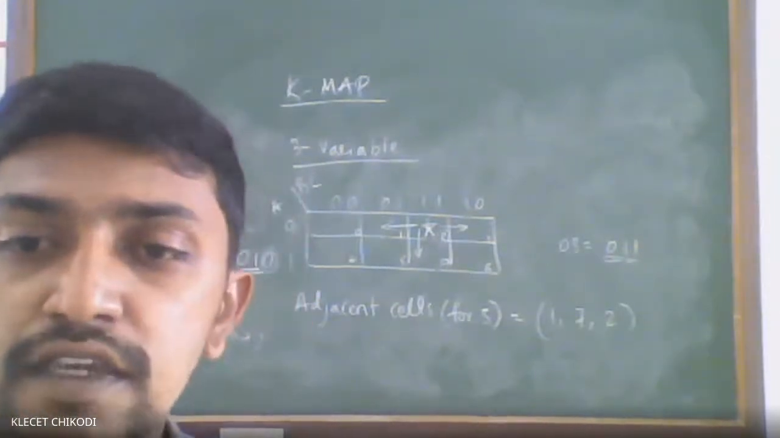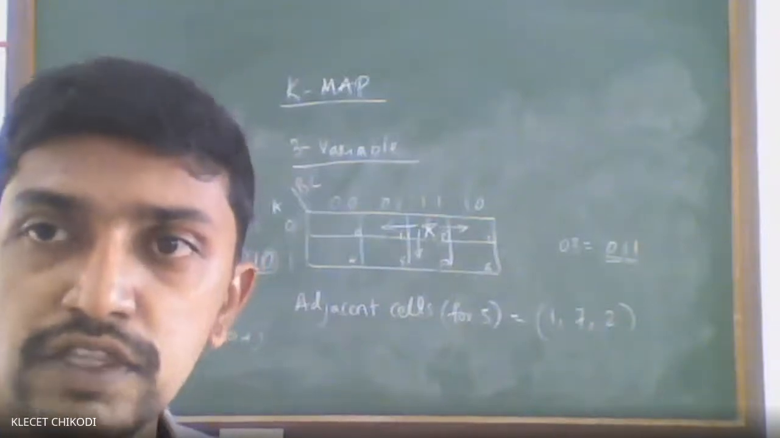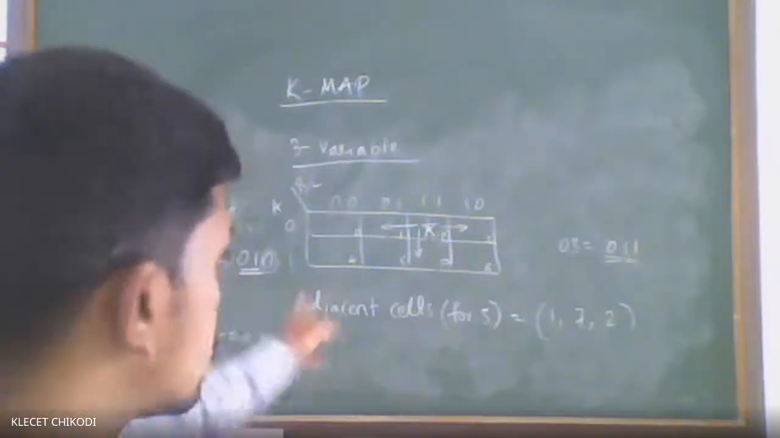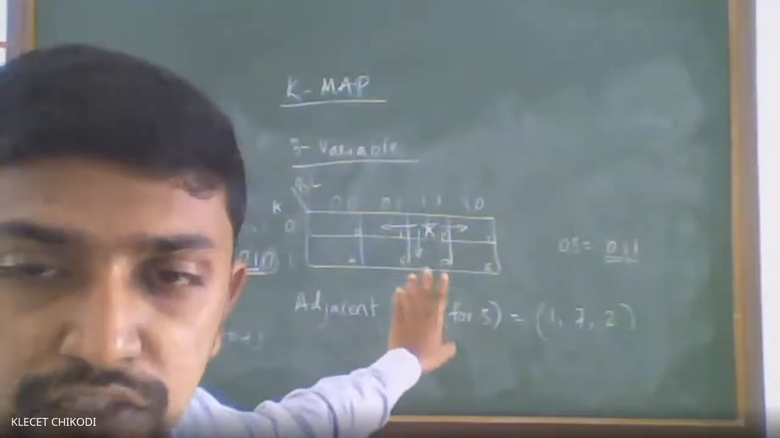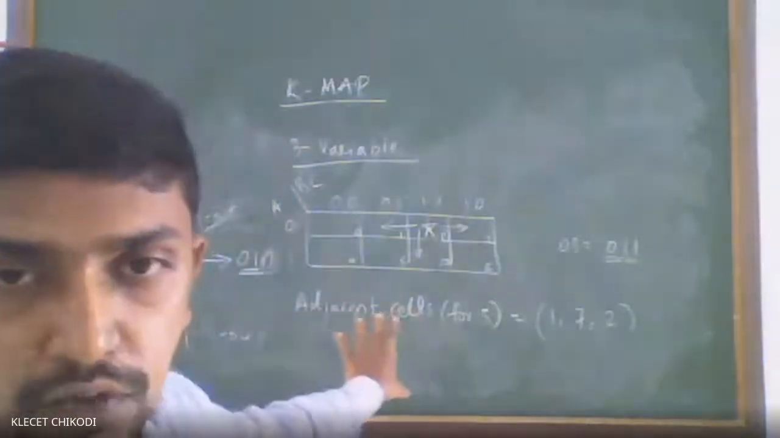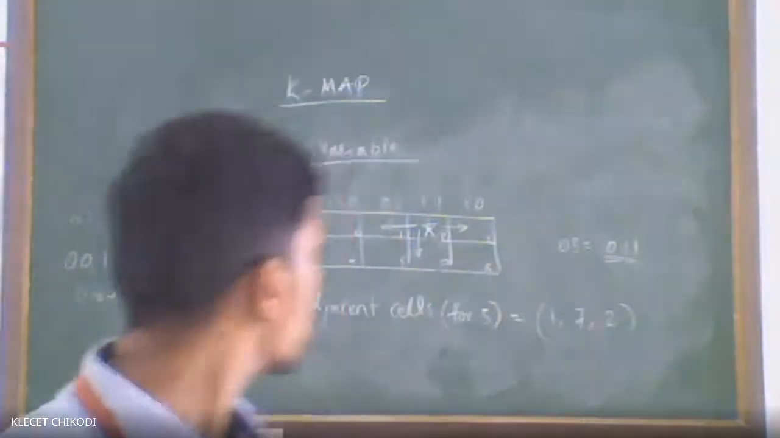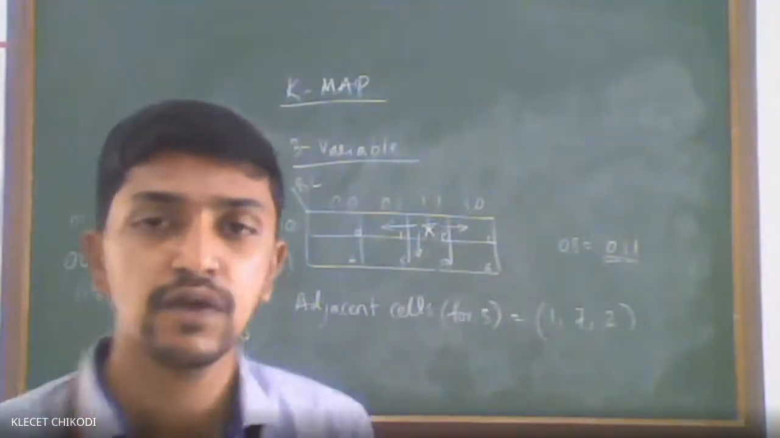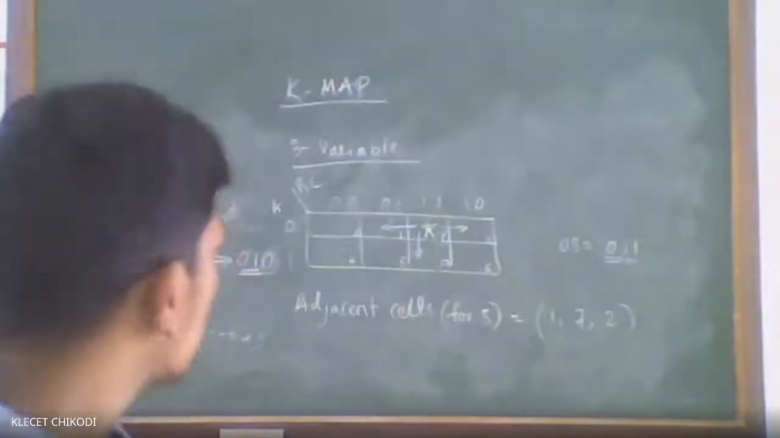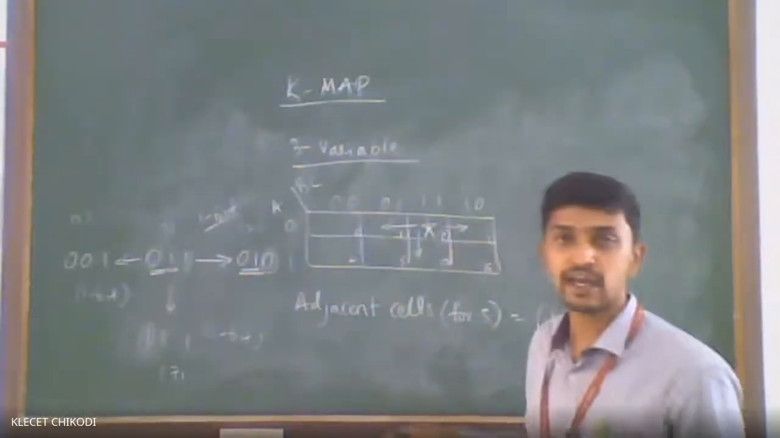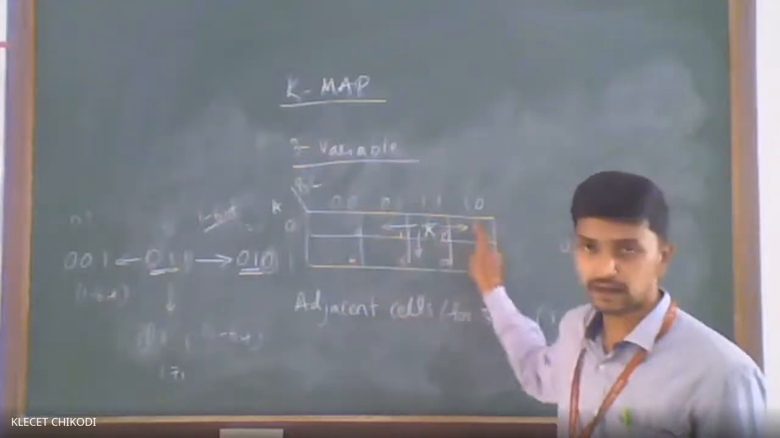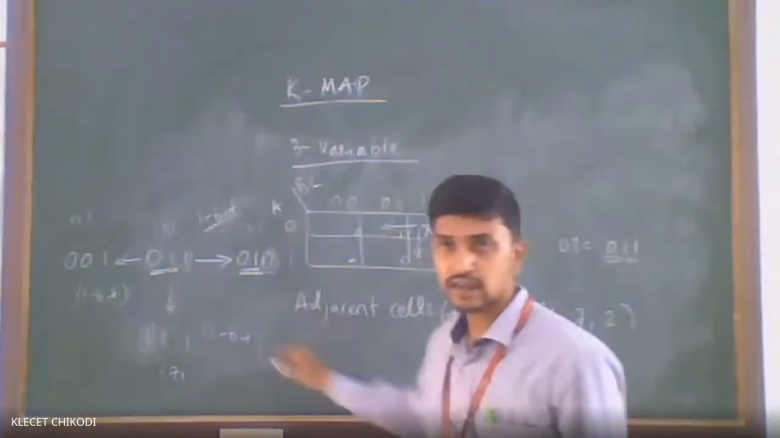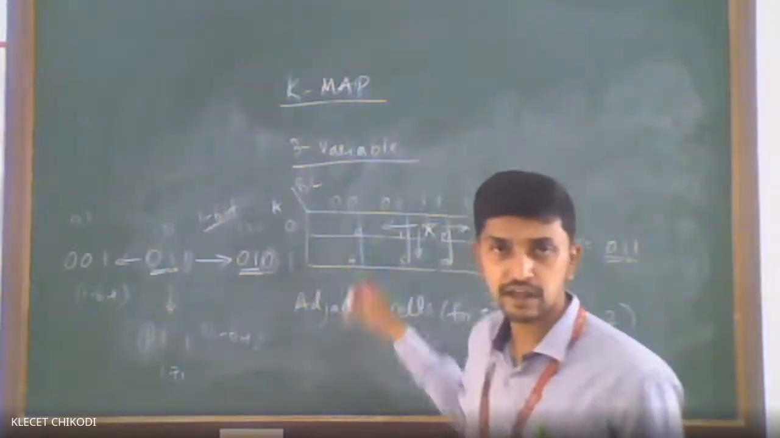Someone is asking, is it for SOP or POS? These logically adjacent cells for the K-map belong to both. Logically adjacent, it is both for SOP as well as for POS. They are logically adjacent only. Only the bit number that we are putting here, once we get the truth table or the Boolean function, whatever function value we get from the truth table, we will put that here. So that will be different for SOP and POS. But what we are seeing here is the logical adjacency.